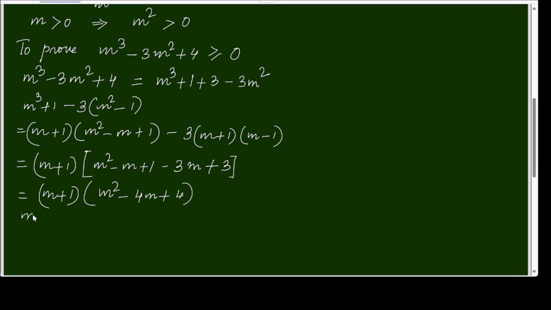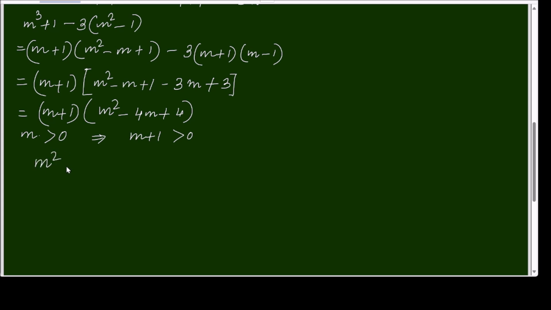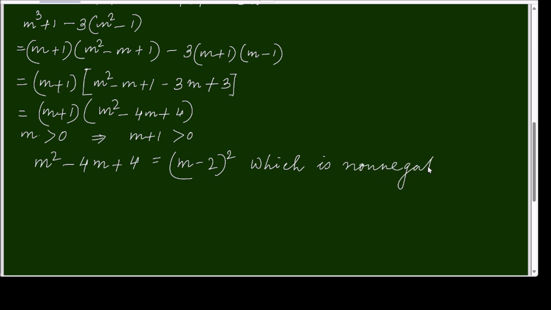Now since given that m is greater than 0, this implies that m plus 1 is also greater than 0, and m square minus 4m plus 4 equals m minus 2 whole square, which is non-negative. So now the product m plus 1 into m minus 2 whole square is greater than or equal to 0.